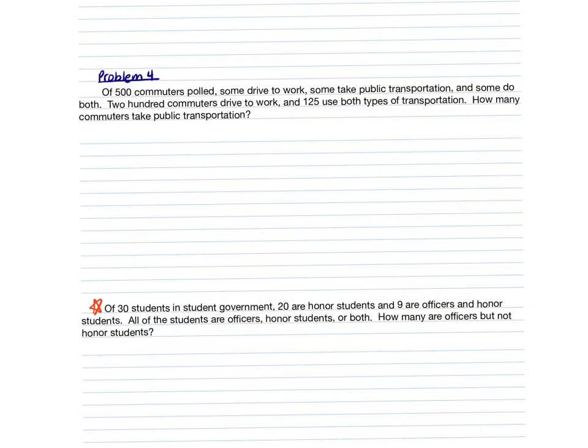Of 500 commuters polled, some drive to work, some take public transportation, and some do both. 200 commuters drive to work, and 125 use both types of transportation. How many commuters take public transportation?